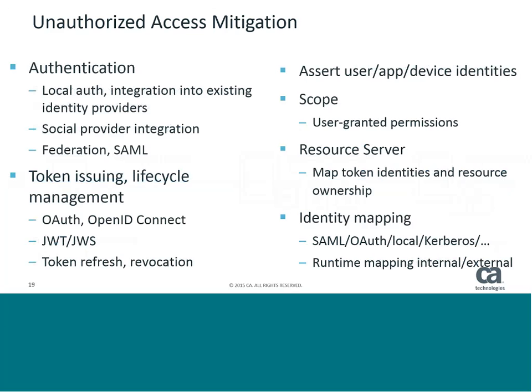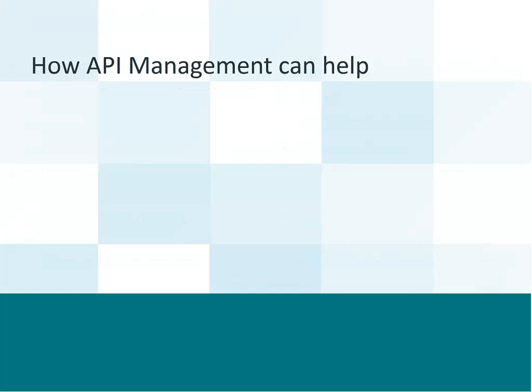Token issuing, we talked about OAuth and all that, so there are different types of mechanisms like that that you can use. Tokens. Scope, making sure that you're granting users only specific permissions on specific types of users, even though they are authenticated. And then making sure that your identities are mapped to specific resources. Again, making only specific identities having access to specific resources. All that will help as well.